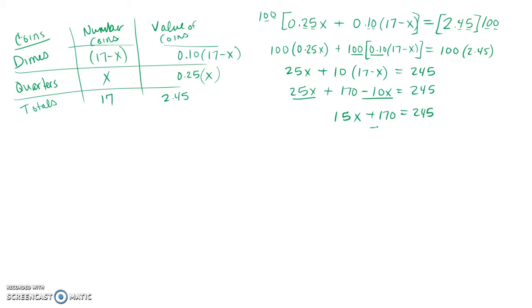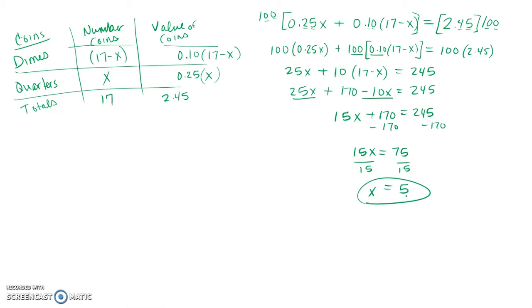So next step, we're down to a 2-step equation now, so we'll just subtract 170 from each side. We end up with 15x equals 75. We can divide each side by 15 to get our x all by itself, and we end up with x equals 5.